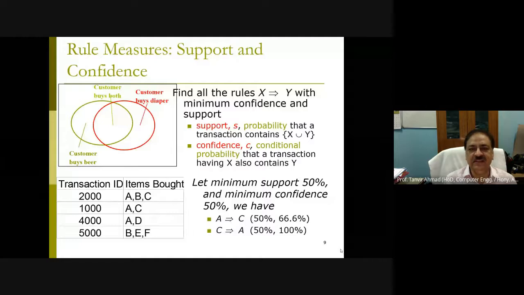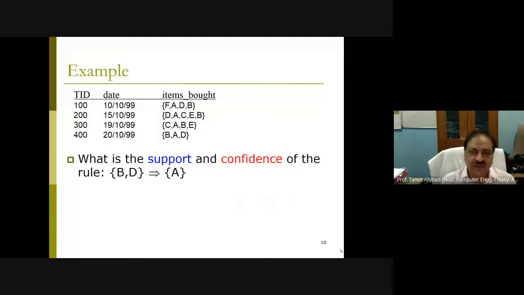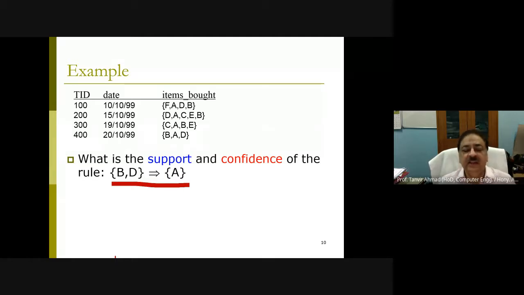In the last class, this is one of the examples which I gave, and you will find that there is a rule for which you are finding the support and the confidence. This rule means BD implies A. That means if there is a BD, there is also an A, and you want to find the support of this rule as well as the confidence of this rule.